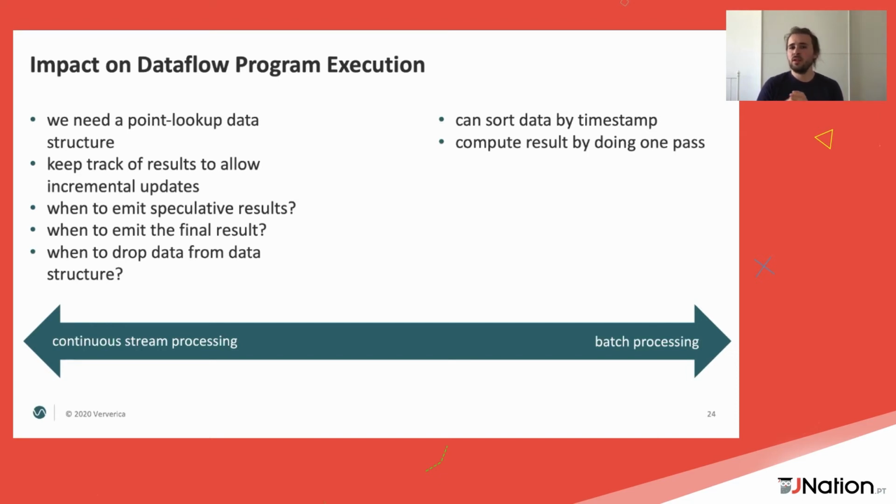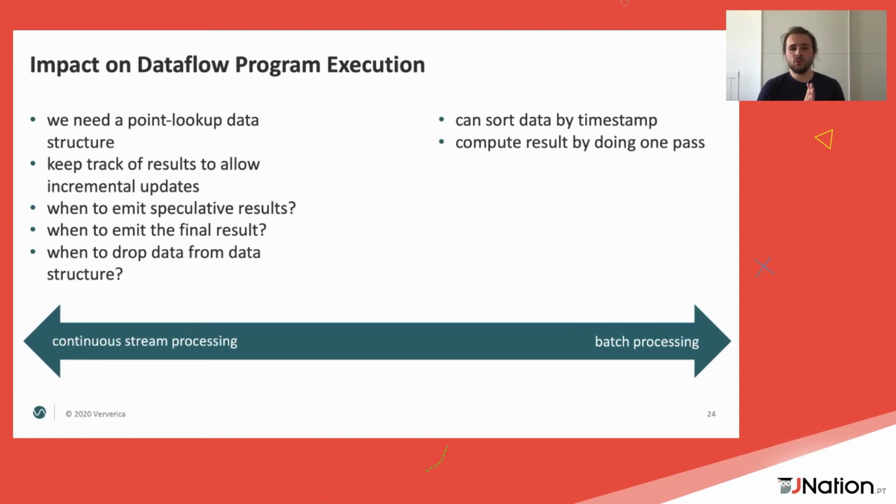So for batch processing, for example, to compute these aggregates for these different, say, 1 hour time windows, what you can do is you just sort your data by the timestamp, say, and then you do one pass over the data, keep a counter for a given window. Then when the time has passed that window, you emit a result, and you continue sweeping through the data. That can be very efficient.